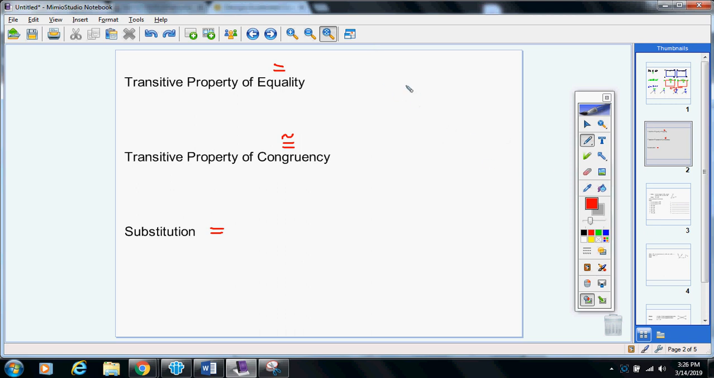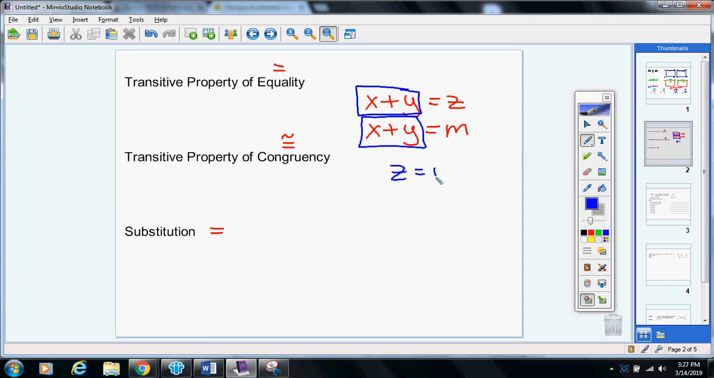And what I mean by that is, if I have x plus y equals z, and I have x plus y equals m, because I have a whole side here and I have a whole side here, that means I can say z is equal to m because I'm replacing a whole side.